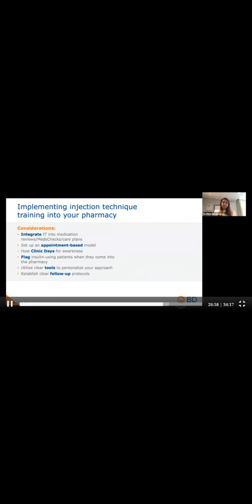As I already mentioned, you can flag insulin using patients as they come into the pharmacy. So we use the green laminated card, but you could really use anything. You could use different colored paper. You could use stickers. I've seen that used before. I've seen people flag it in the system, and some systems let you do that so that when you're at clinical check, you can actually see that this patient's been flagged as an insulin using patient. Make sure you ask or consult about injection technique.